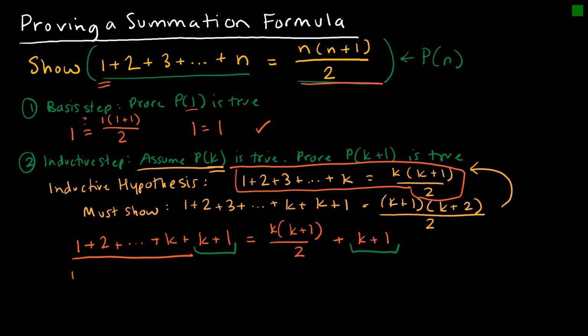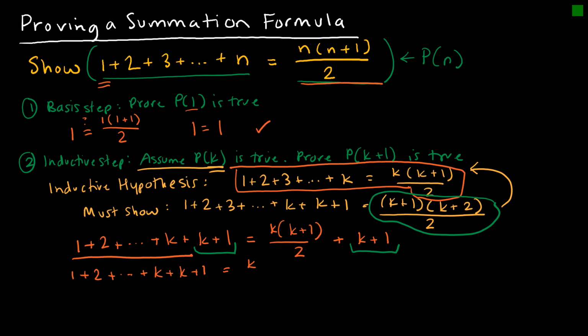So on the left side, I'm set because what I have is exactly what I wanted to have, that I'm going through k plus 1. On the right side, what I'm trying to do is rearrange it a little bit so that I can see, does it in fact equal what I want it to equal? And so let's take a look at writing everything with a denominator of 2.